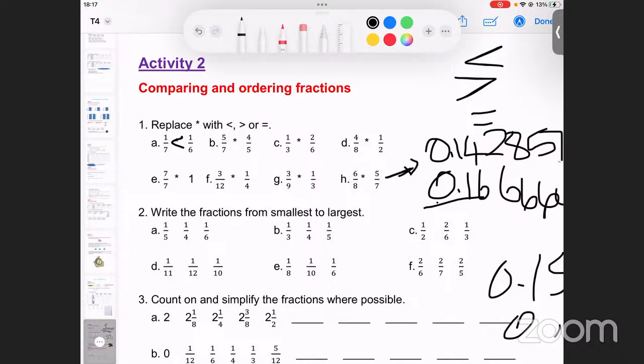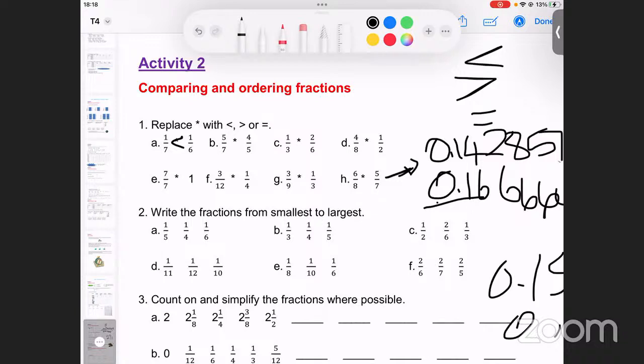Guys, are you able to hear me? Yes. Okay, who got the answer? Botlhale, do you have an answer? For number B. Yes, letter B. 4/5 is greater than 5/7.